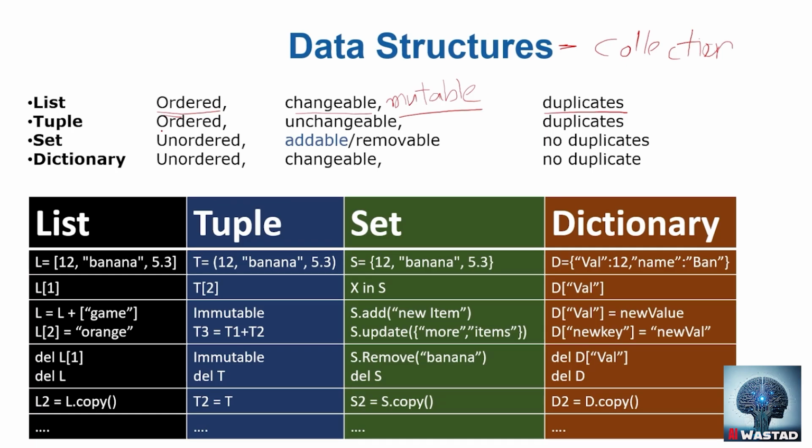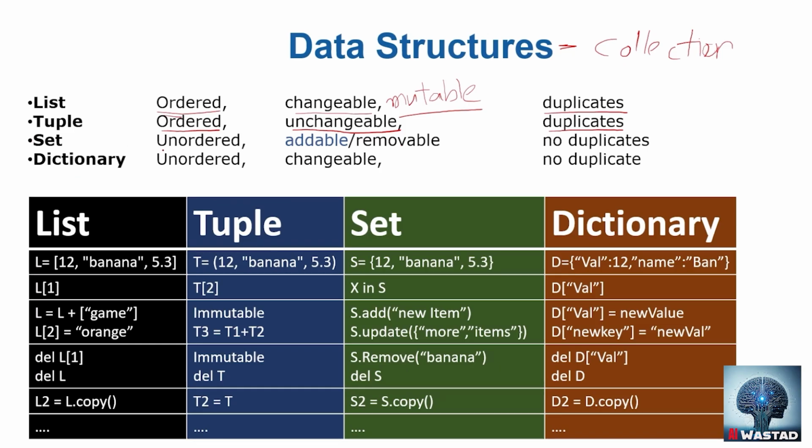Tuple, however, although ordered, with indices for different elements, is immutable. Like strings, once the tuple is created, you cannot change different elements in the tuple. You have to create a new tuple if you want to, but you cannot change the items in the tuple, and duplicates are allowed again.